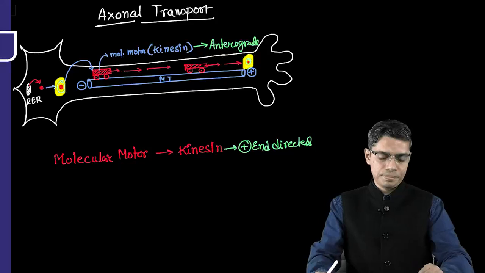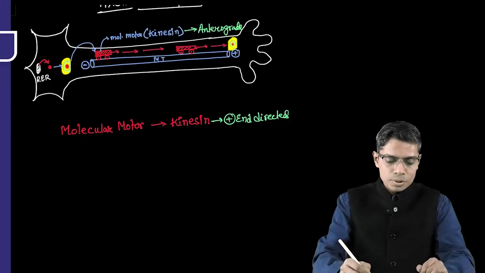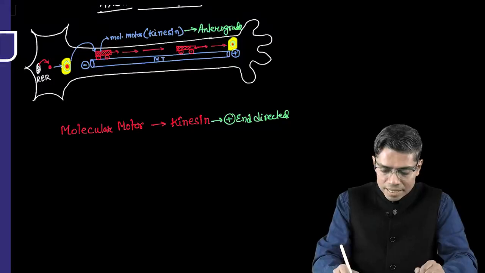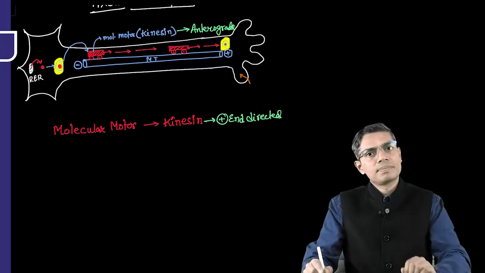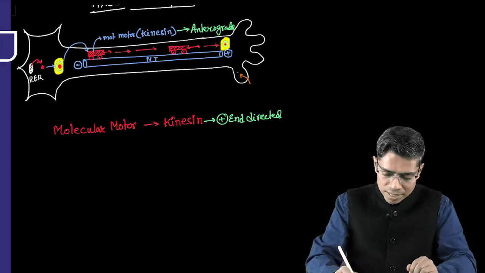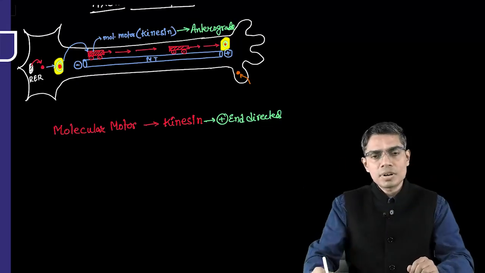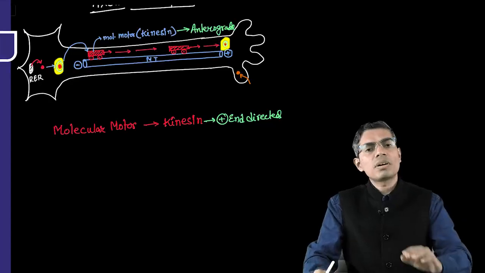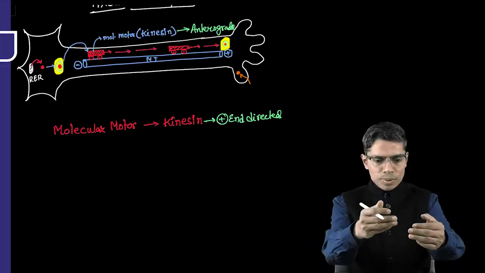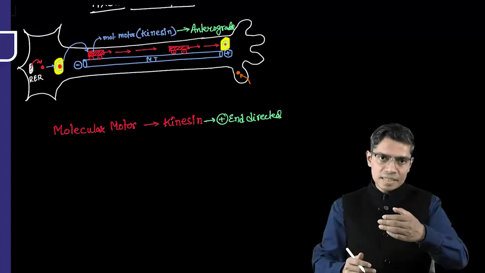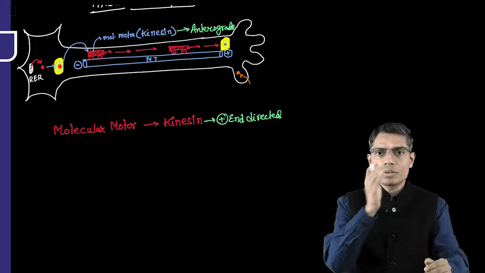kinesin molecular motor. Now the question is, what if some substance is moving in the opposite direction? Suppose one virus has already gained entry into the region of the synapse, that is, the virus has entered into the neuron. How will this virus move from the axon end towards the cell body? Now I have to transport this virus in the opposite direction, or maybe certain growth factors, or maybe certain toxins. We know that tetanus toxin moves from the periphery towards the central nervous system, that is, in a retrograde direction. So how will this tetanus toxin or this virus move from the axonal end to the cell body?